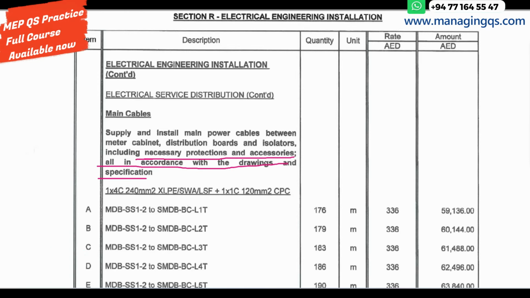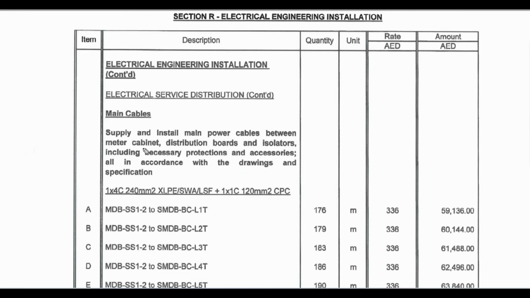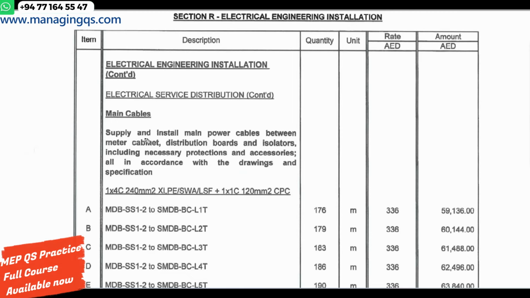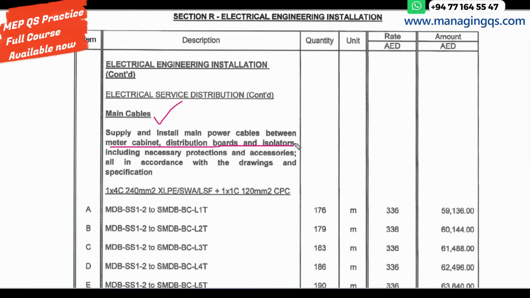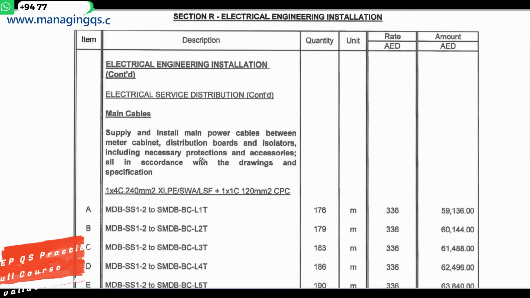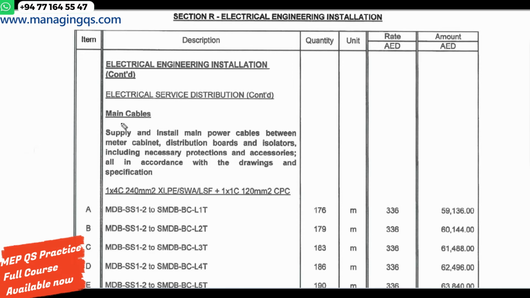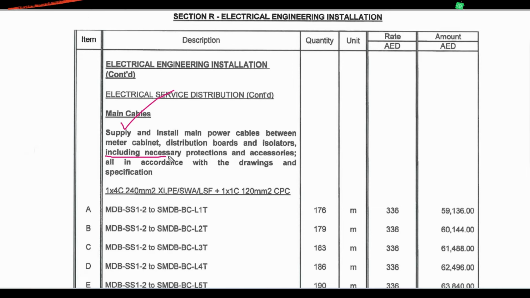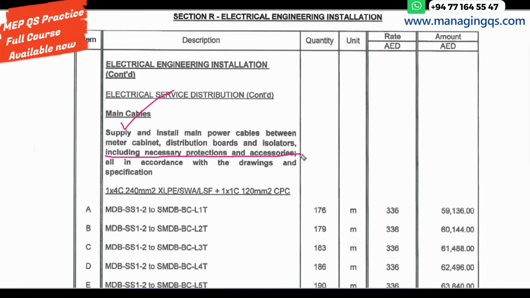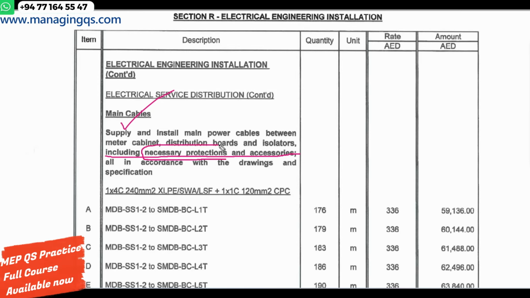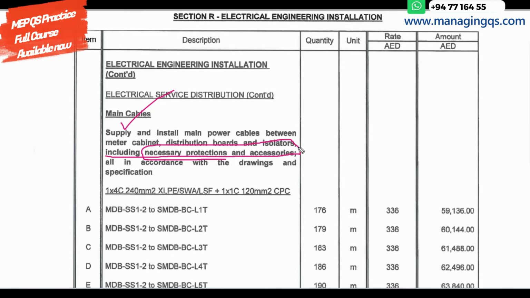Alright, so the problem starts from this point. Everyone can easily understand that the cable is fixed between the meter cabinet, distribution board and isolator, so there are no issues. We can easily find these items from the drawings. But the problem is, this main cable includes necessary protection and accessories. So what is the necessary protection and accessory? As a technical MEP quantity surveyor, you should know this information. Otherwise, you cannot produce the rate.